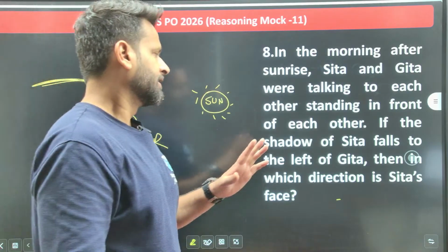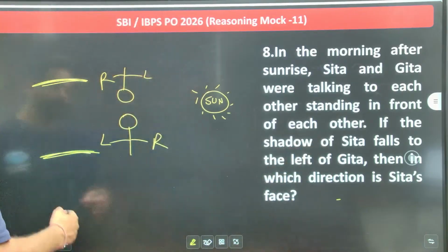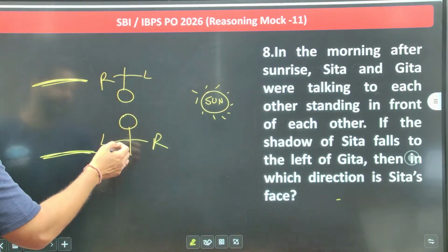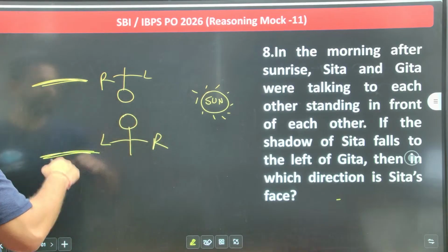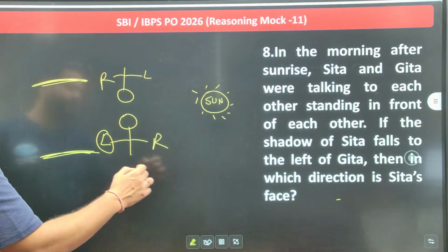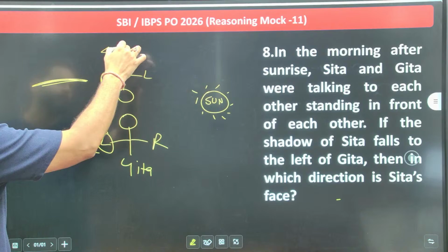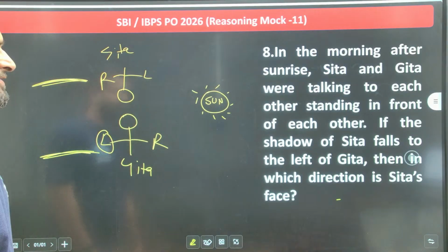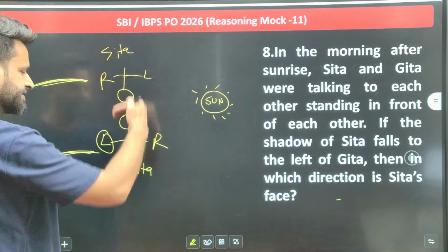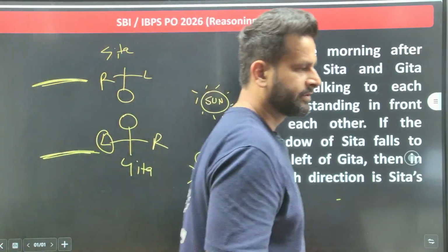Is it okay? The shadow of Sita is left of Geeta. Now, out of these persons, the one on whose left-hand side the shadow is falling is Geeta, because it is the left of Geeta. So this will be Sita. Simple. Then in which direction is Sita's face? Sita's face is downward, that is in south.